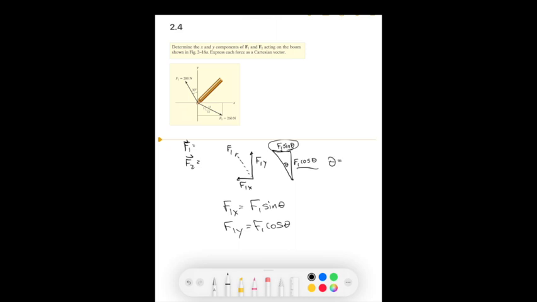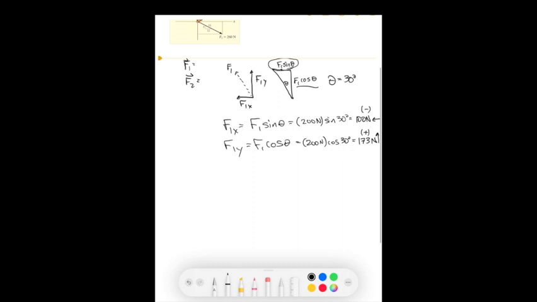We already have these values. We know that theta is equal to 30 degrees, and we know that F1 is 200 newtons. So I can put these values in here. And we see that F1x is equal to 100 newtons, and it's going to the left, so that's negative. And we see that F1y is 173 newtons, and that's pointing up, so that's positive.